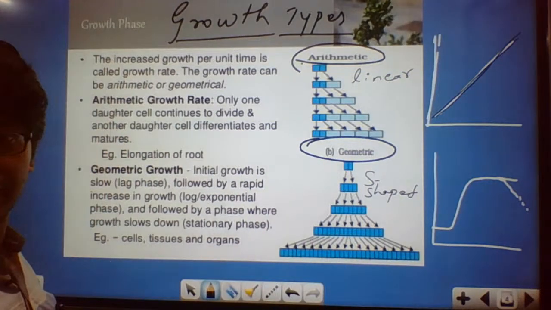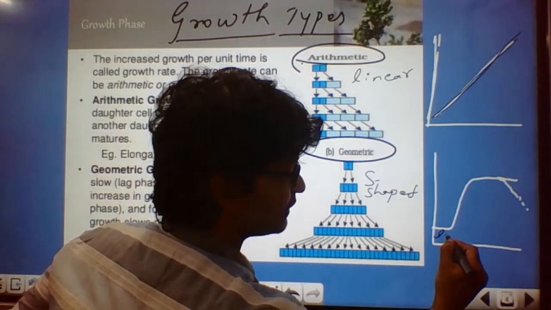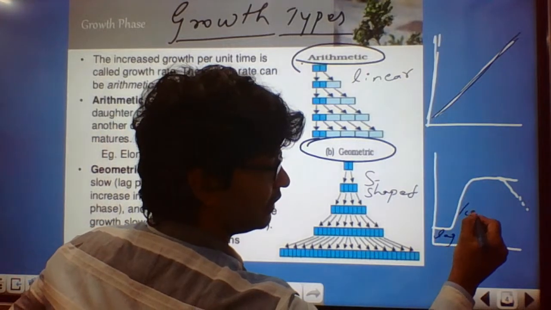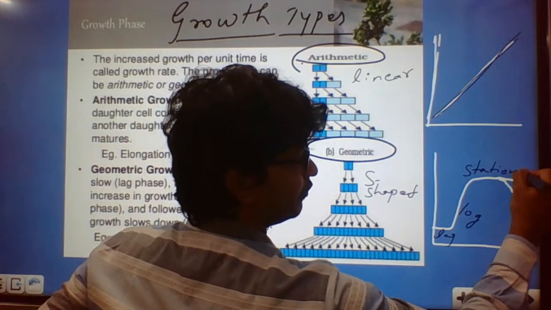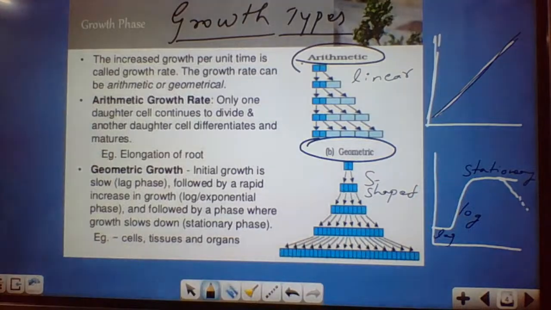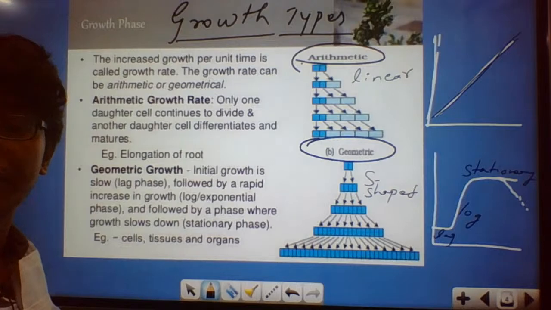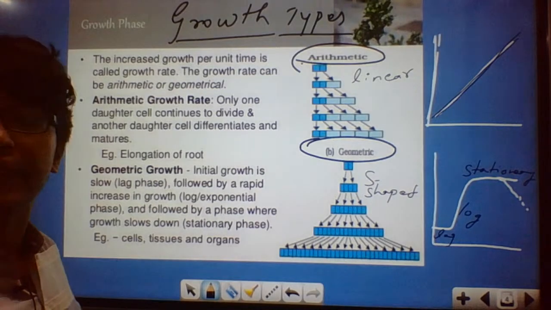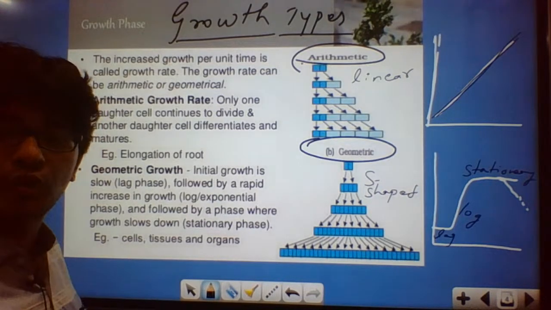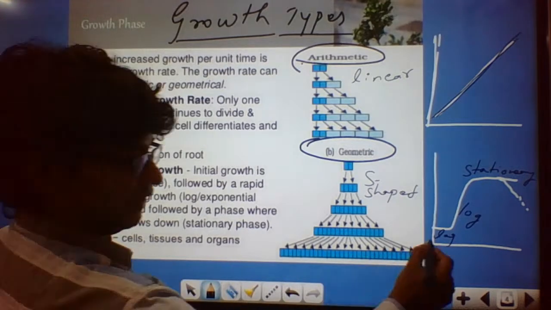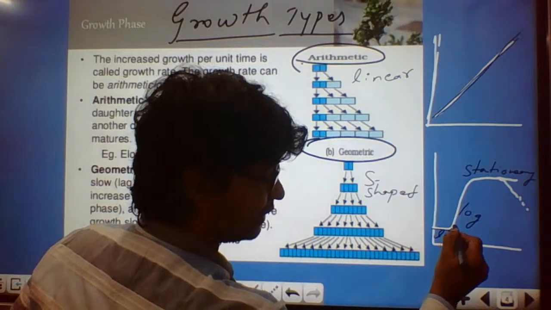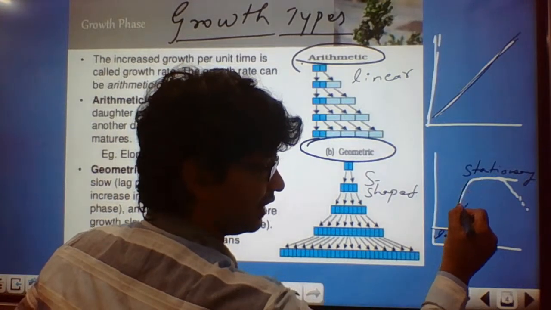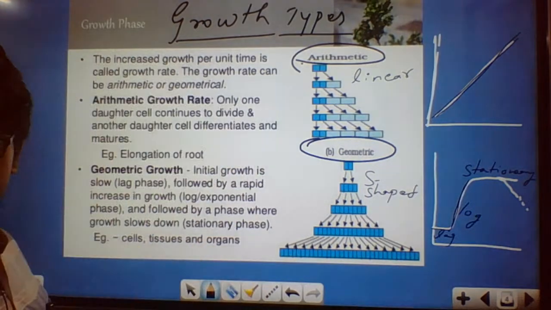But in geometric, practically speaking, you can see the lag phase, then the logarithmic phase, and this one is the stationary phase. This is quite a common pattern in geometric growth. If you take a bacterial species and inoculate it in a petri dish, the bacteria will not start growing immediately. It goes through an initial phase, which we call the lag phase, and then there is an increase in number, which is called the logarithmic phase.